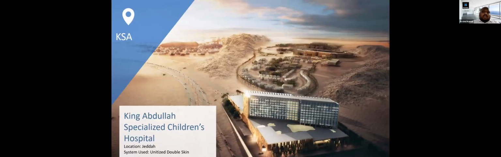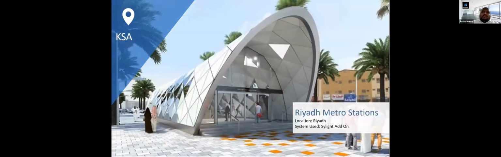This is also a very interesting high performance facade project which we have done at the King Abdullah Specialized Children's Hospital along the way towards the coast area. And we've also done the Riyadh metro stations using a very interesting skylight product, which we will also see today.